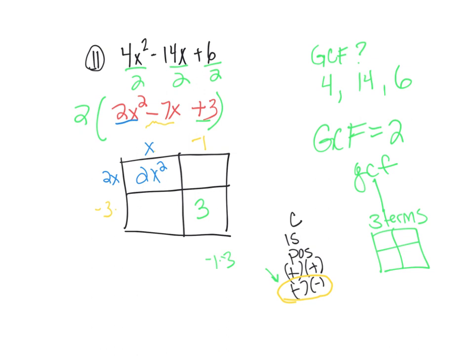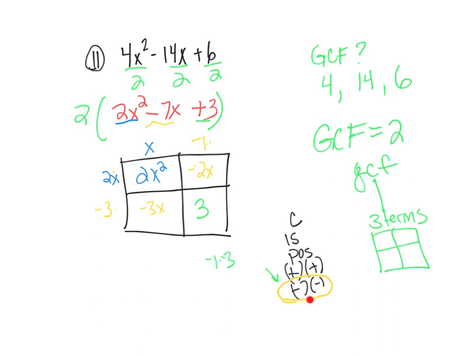So negative 3 times x is negative 3x. Negative 3 times negative 1 is going to be a positive 3. 2x times a negative 1 is going to be a negative 2x. So look at what happens here. This is our 2x squared. Perfect. When we look at this, negative 3 minus 2 is going to give us a negative 5, and we need a negative 7. So that tells me that I need to adjust something.